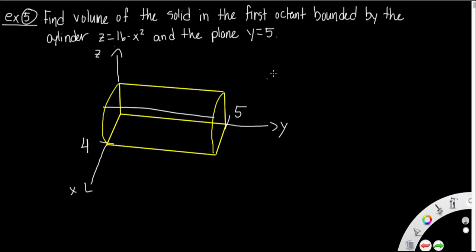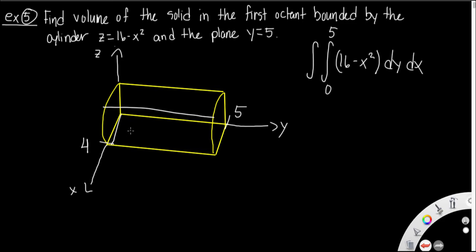We can use Fubini's theorem, so let's go ahead and set up the integral. We're evaluating 16 minus x squared over the solid, and we can do dx dy or dy dx. You're free to do whatever you'd like because of Fubini's theorem, integrating over a rectangular region. Let's just do dy dx. If we do dy first, we'll evaluate y from 0 to 5, and in the x direction we're only going from 0 to 4.